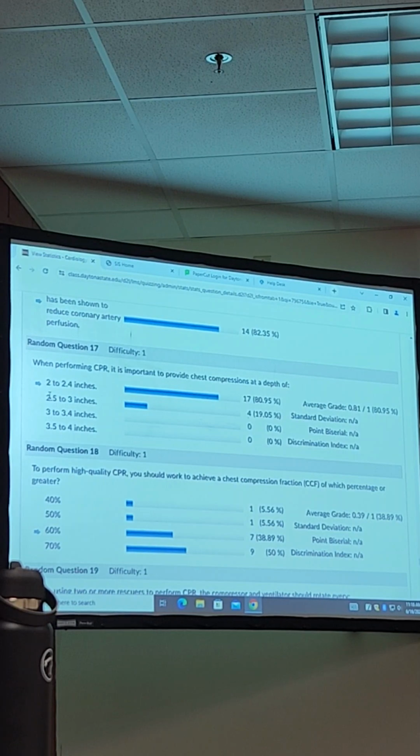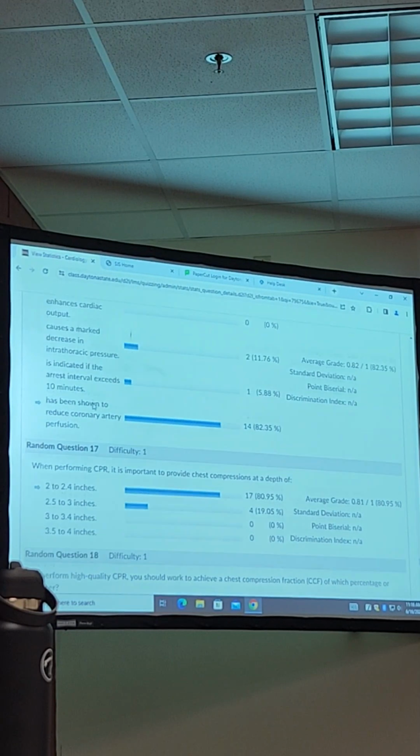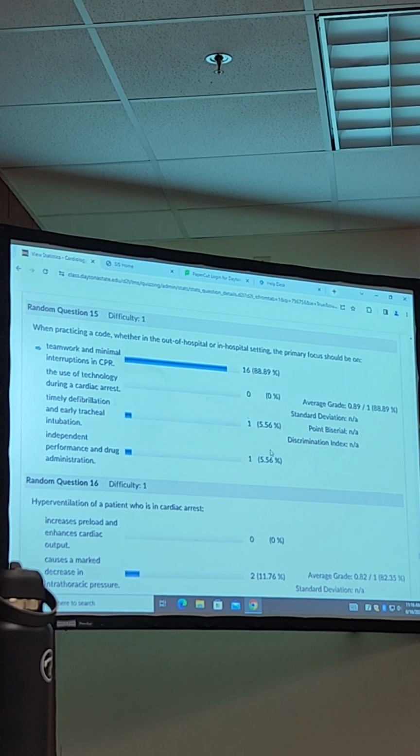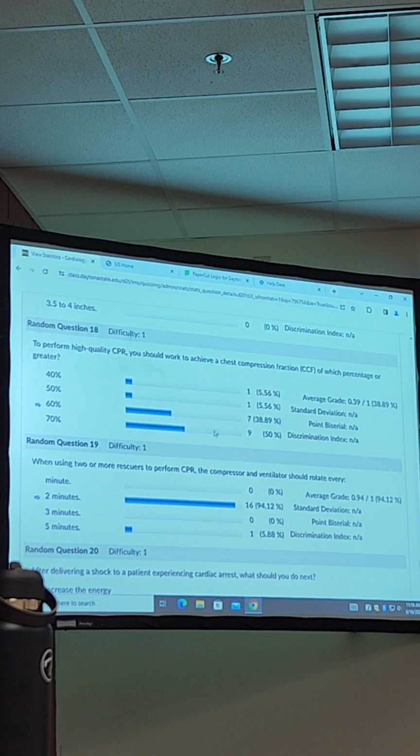Yes, sir? I have a question about the in and out of hospital teamwork question. Might be a long shot. Isn't the most important thing early defibrillation on cardiac arrest? Yes, but not early tracheal intubation. So half of that I can say. Alright. The other half. To perform high-quality CPR, you should work to achieve a chest compression fraction, the percent of time you're actually doing compressions, of at least 60%.